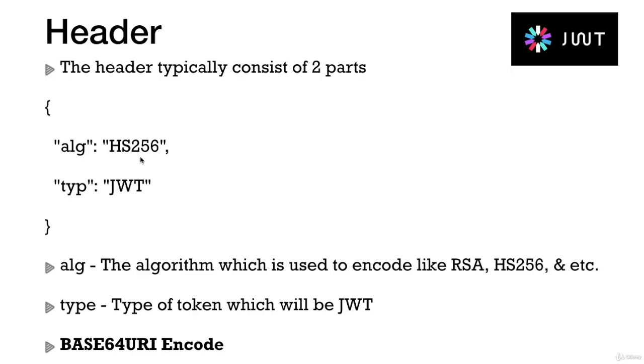This algorithm might be RSA, HS256, HMAC, or any other algorithm. And the second parameter is TYP, that is the type of token or the type of authentication we want to send, and this will simply be JWT. This complete information will be base64 encoded and then sent to the third party system or second system.